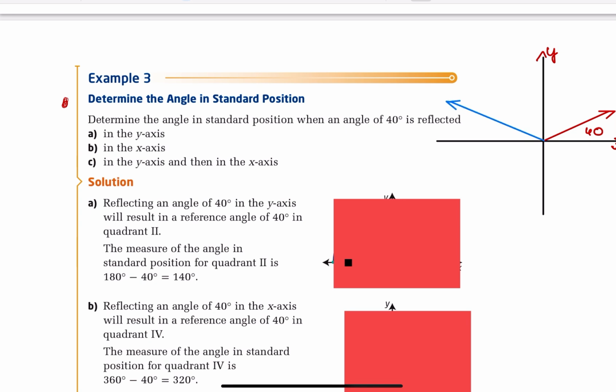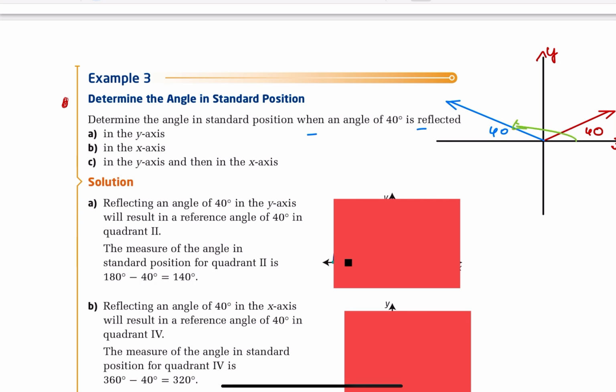So this is your 40° reflected on the other side. And they are asking you to determine the angle in standard position when it is reflected. So if I reflect my angle to this section, to this direction, my standard angle won't be just this one, it will go up to here.